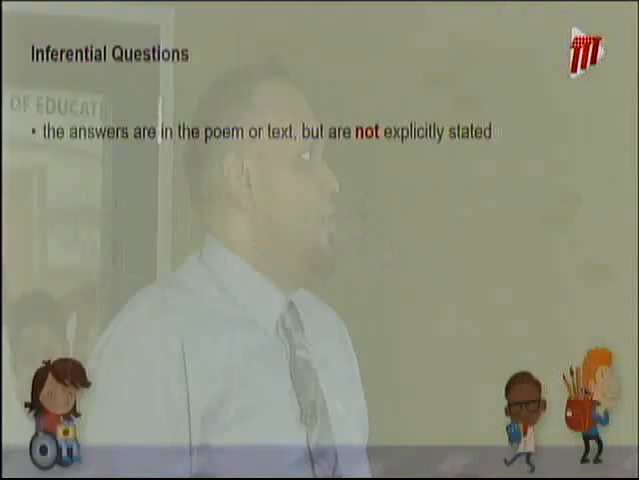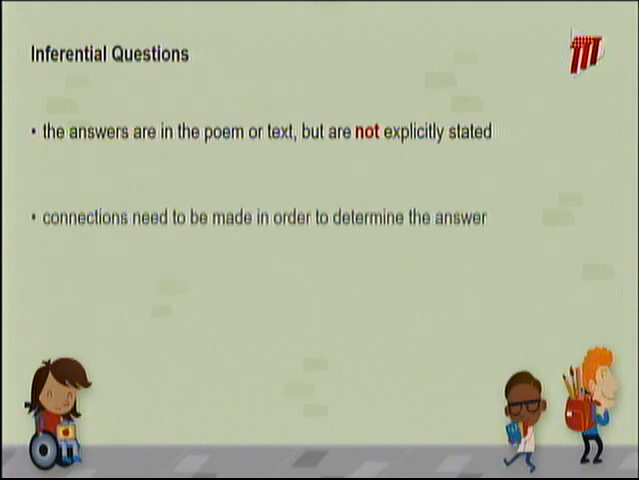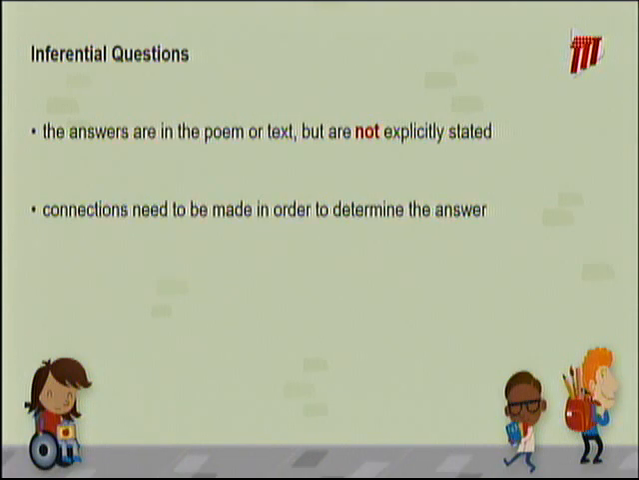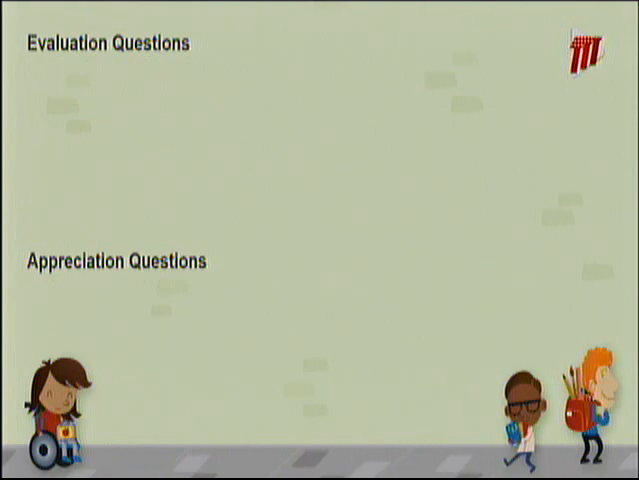The second type of question would be the inferential questions. The answers to these are in the poem or text, but are not explicitly stated. Connections need to be made in order to determine the answer. You can work out the answers by considering the hints and clues in the poem in light of your own knowledge and experience. And finally, we have the evaluation questions and the appreciation questions.